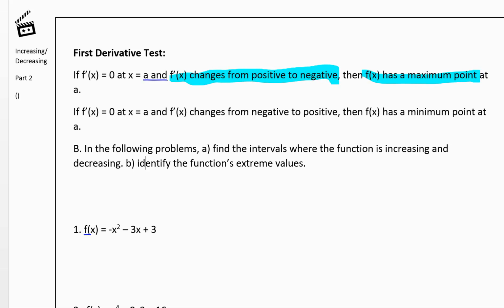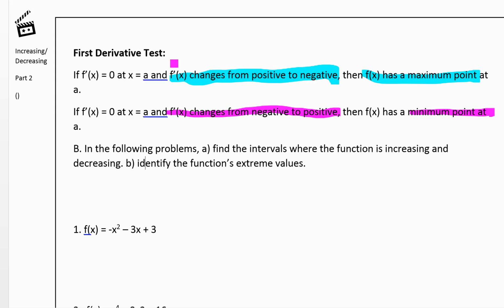The second part says if your derivative is 0 at a and f prime of x changes from negative to positive, then you have a minimum point. I'll tell you that for me, just memorizing these theorems, this test never worked for me. But if you think about the picture, and I'm normally not a picture person, I think it helps.